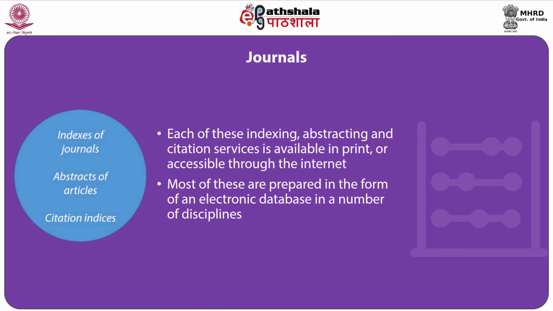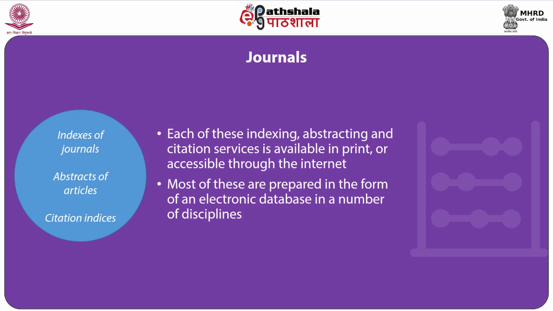There are several sources designed to make search of journals easier. They include indexes of journals like Scopus Journal Database, abstracts of articles like EBSCO Socio Index, and citation indices like Social Sciences Citation Index.